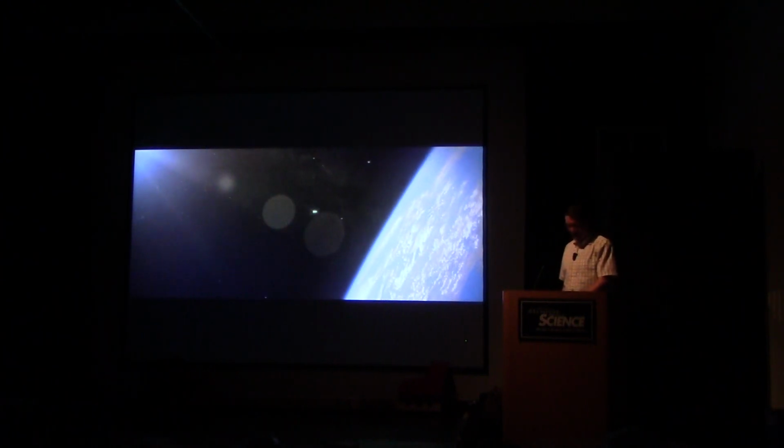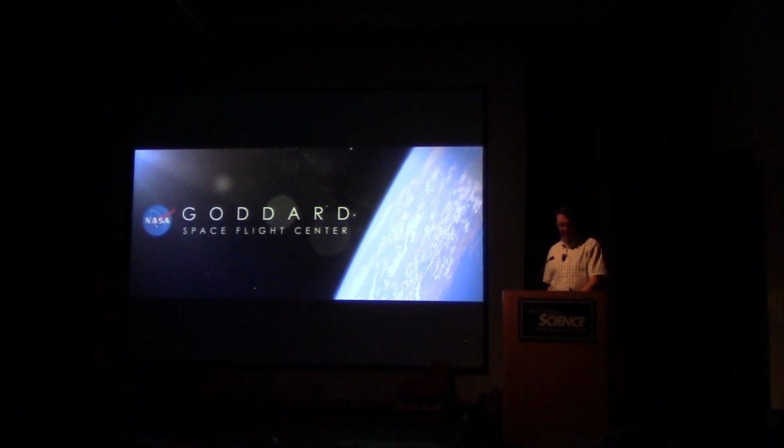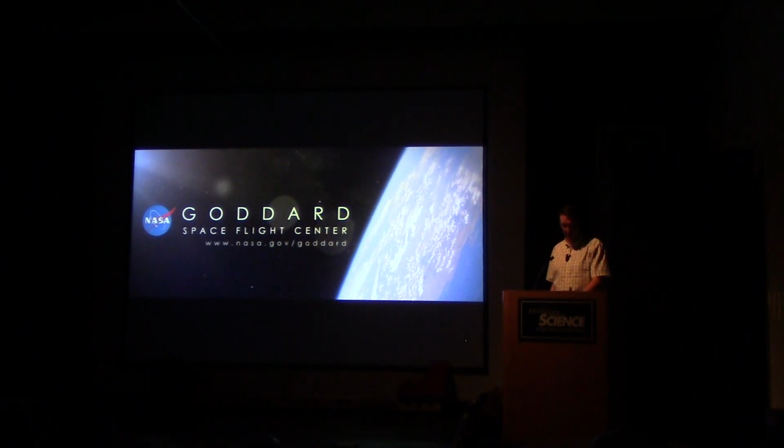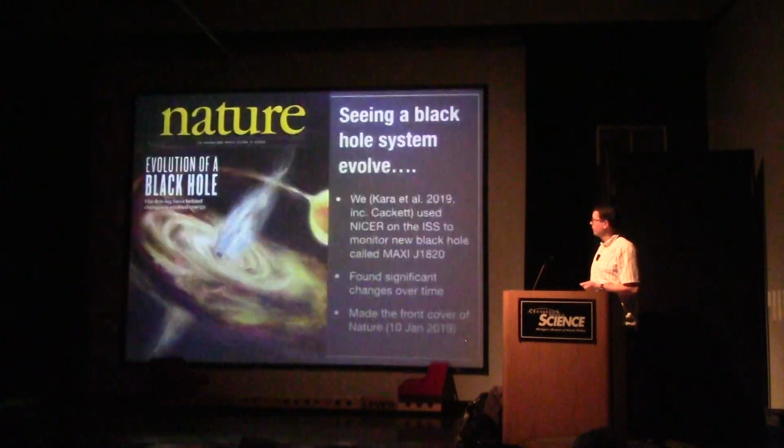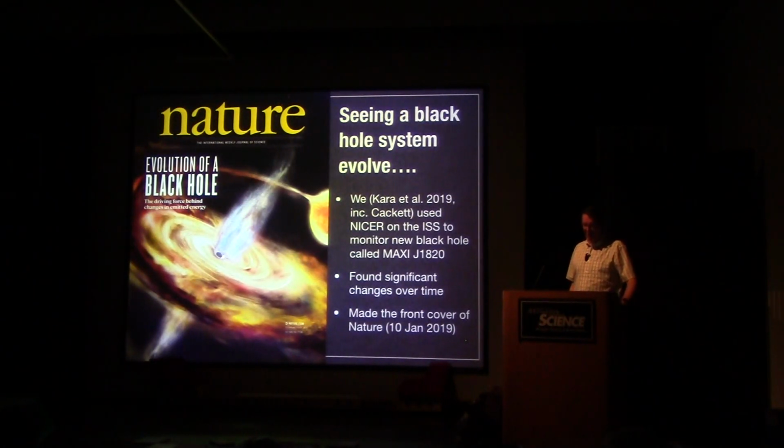So, since that first detection in 2012, we've now managed to do this in about 20 supermassive black holes in the nearby universe, and learned a lot about what happens as things fall into black holes. But we made another big discovery just earlier this year that made it onto the front cover of Nature, where we actually saw a black hole system evolve in real time by looking at stellar mass black holes. These are black holes about 10 times the mass of the Sun in our own galaxy.